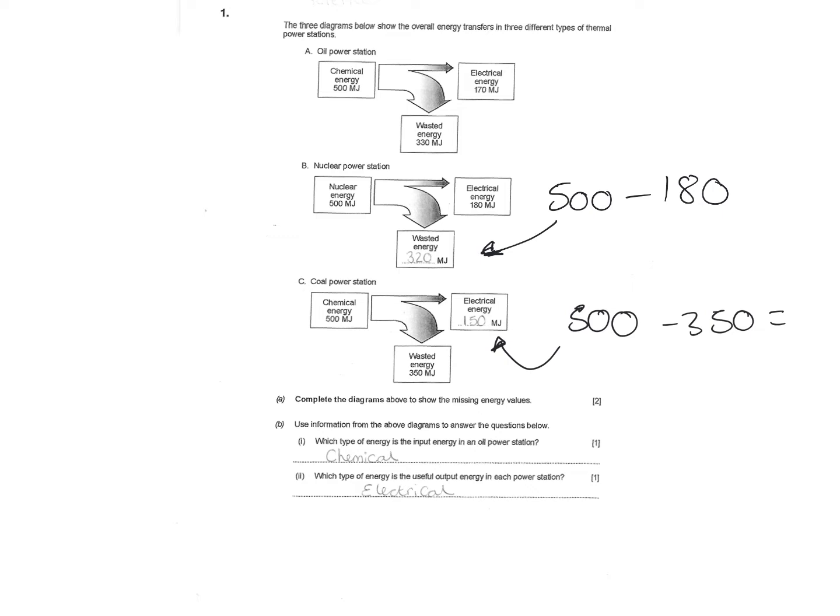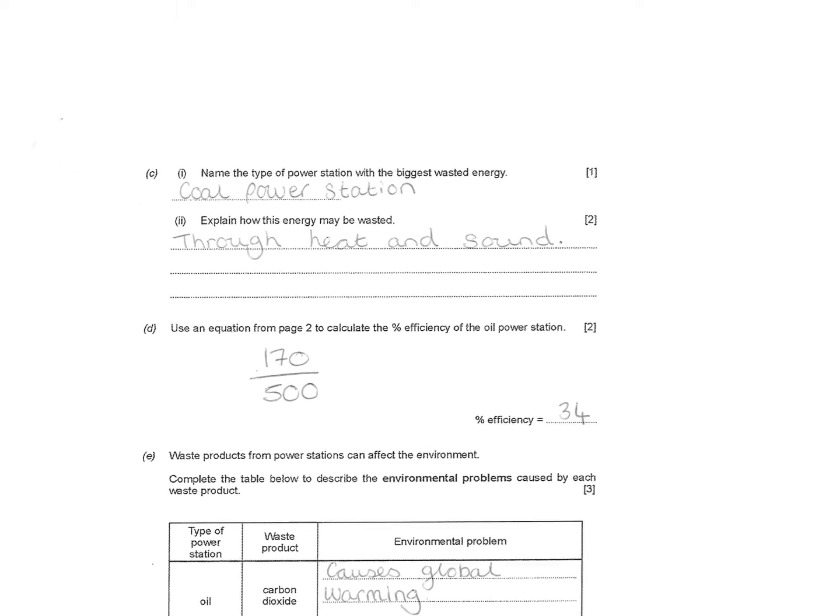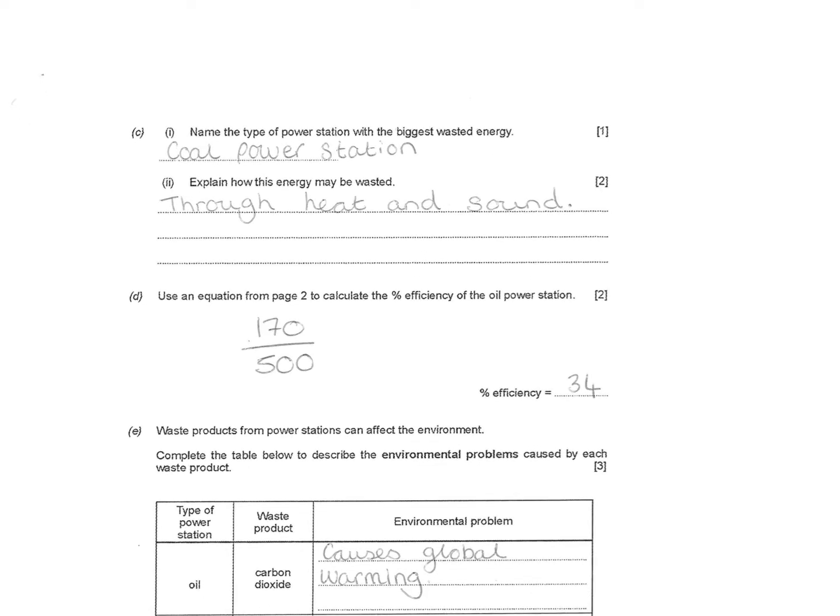Which type of energy is the input energy in an oil power station? That would be chemical. Which type of energy is useful output in each power station? So every one is useful, each one you use is useful, is electrical. Name the type of power station with the biggest wasted energy. So looking at the diagrams on the previous page, that would be the coal power station. It's got the biggest energy on the bottom.